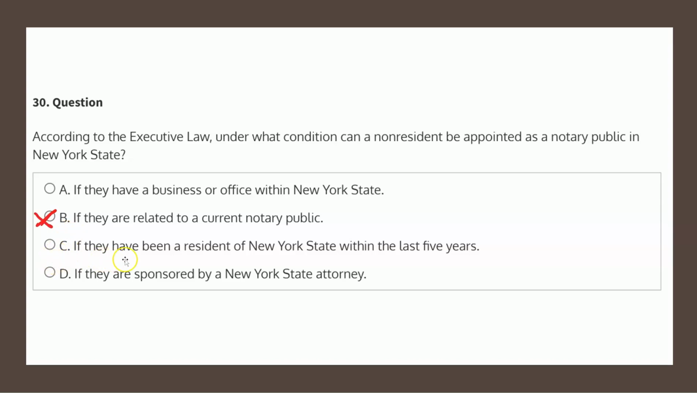Choice C states if they have been a resident of New York State within the last 5 years. This too is not stated as a requirement, and therefore choice C is not the solution. Choice D states if they are sponsored by a New York State attorney. This as well is not stated as a basis for a non-resident being appointed as a notary public in New York State, and therefore we can strike this out, which leaves choice A, if they have a business or office within New York State, as the correct solution.